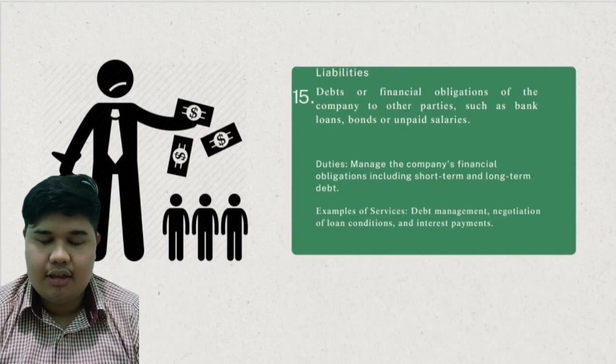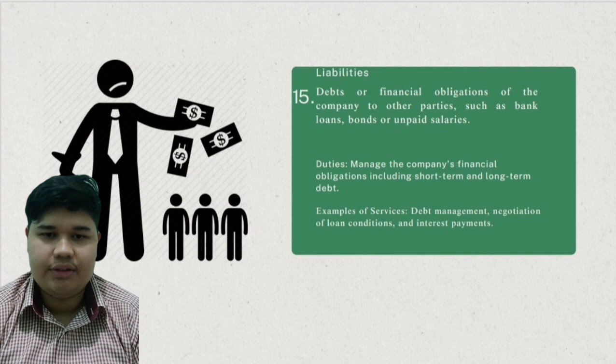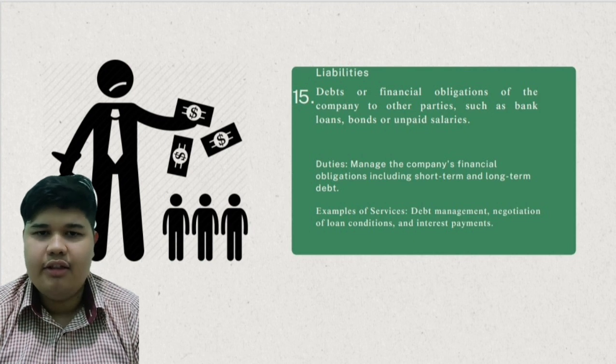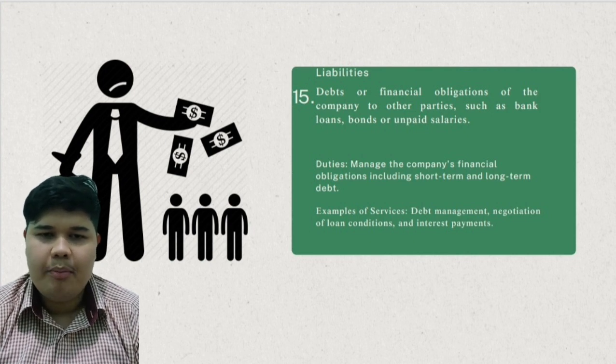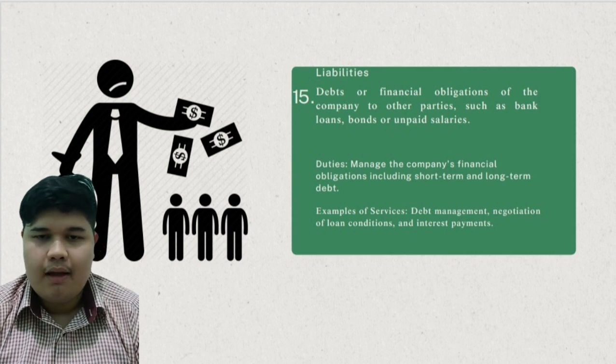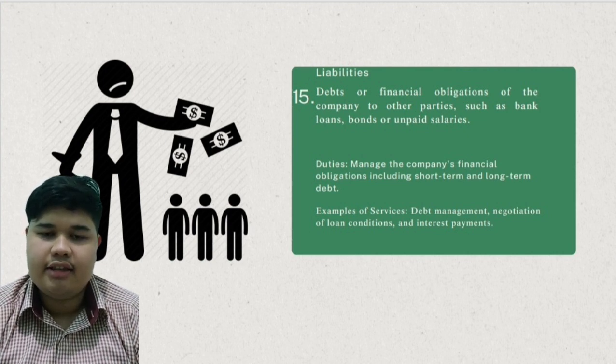And the last one is liabilities. Debt or financial obligations of the company to other parties, such as bank loans, bonds, or unpaid salaries. The duties are to manage the company's financial obligations, including short-term and long-term debt. Examples of service: debt management, negotiation of loan conditions, and interest payment.